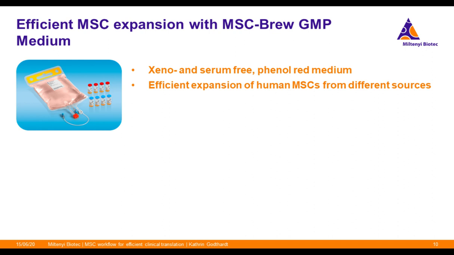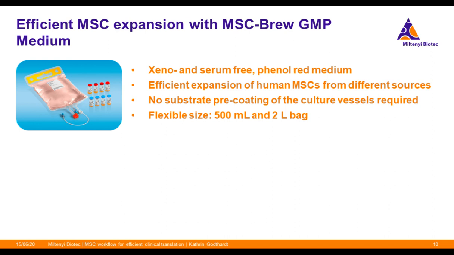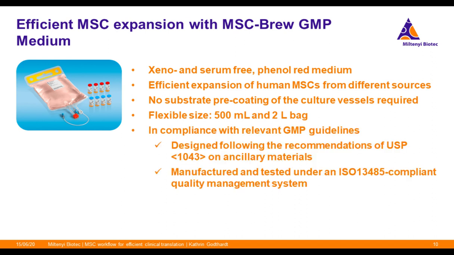It's supporting an efficient expansion of human MSCs from different tissue sources, also from the primary tissue. No substrate pre-coating of the culture vessels is required. And as you can see here, we have flexible bag sizes available. So this is the 2-liter bag, which you can see in the picture with the corresponding supplements. And also a 500 milliliter bag is provided.